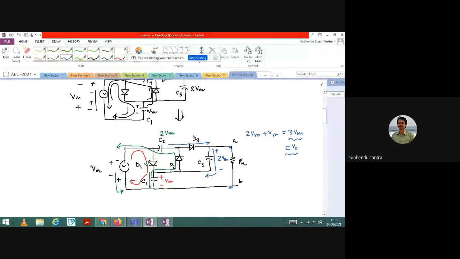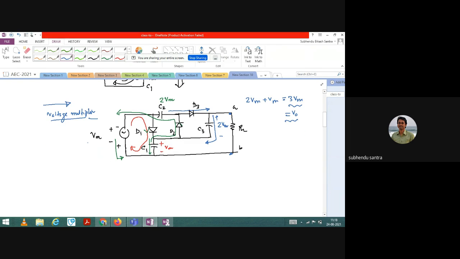Okay, so is that clear to you? So this is about the voltage multiplier, where the input voltage is Vi and the output voltage is 3 times Vi. This is the voltage multiplier, 3 times the input voltage. Is that clear? Yes, sir.